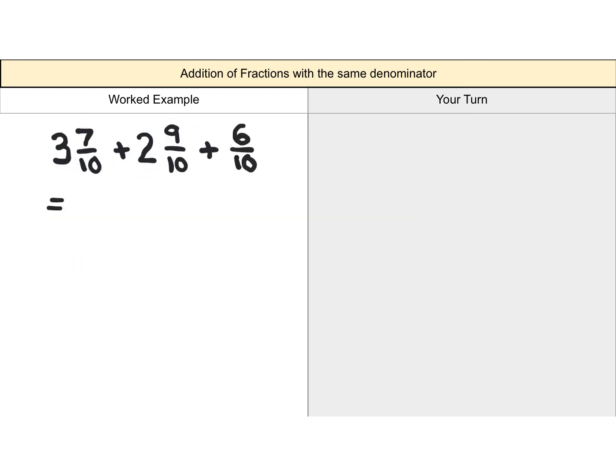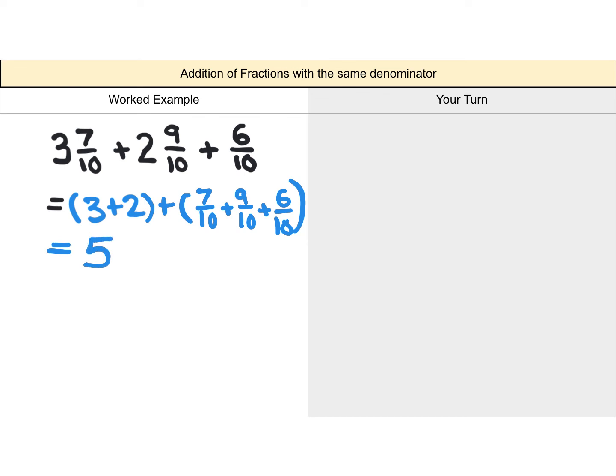In this final example, we're going to add 3 numbers together. The first thing we do is we add the whole numbers. 3 plus 2. There is no whole number on the third term. Now we add up all of the fractions. 7/10 plus 9/10 plus 6/10.